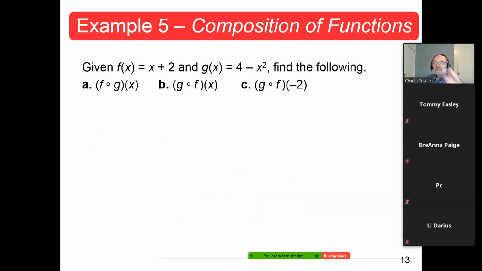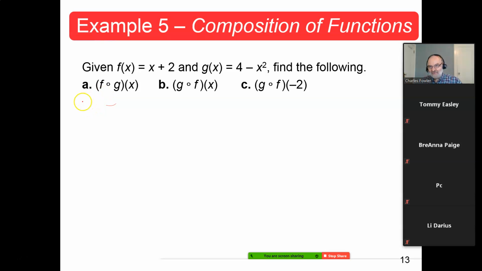Okay, so here we have two functions. This is example 5, middle part of page 78. Here's our F function. F of X is equal to X plus 2. G of X is 4 minus X squared. So it says find the following. Okay, what is F of G of X?